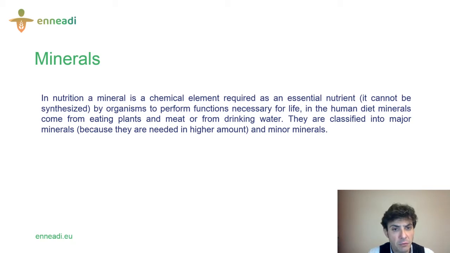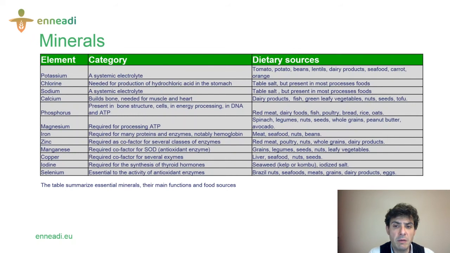They are classified into major and minor minerals according to the amount that is required in the diet. Even in this case, we have a table to describe most minerals that are important in the diet, from potassium to sodium, calcium, magnesium, iron, copper, zinc, manganese. They participate in different reactions or functions, and they can be found in different foods.